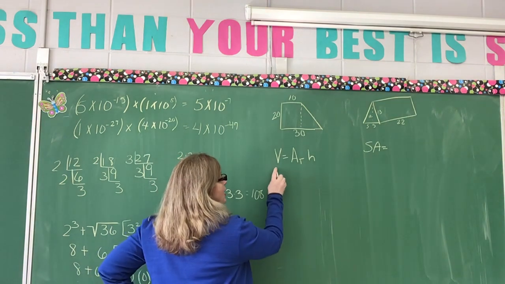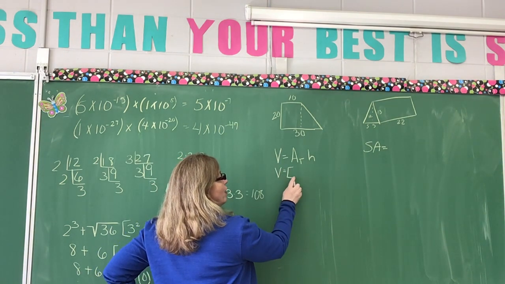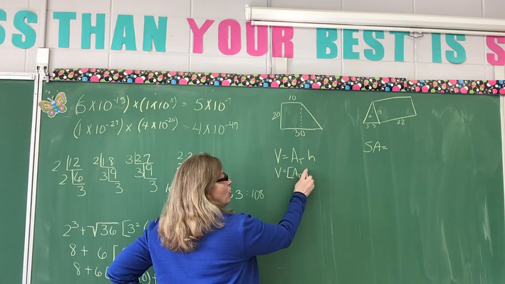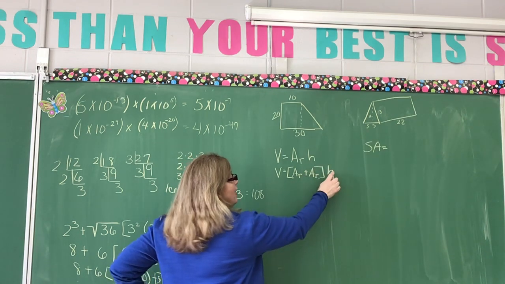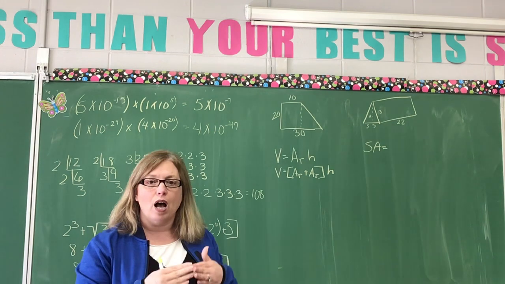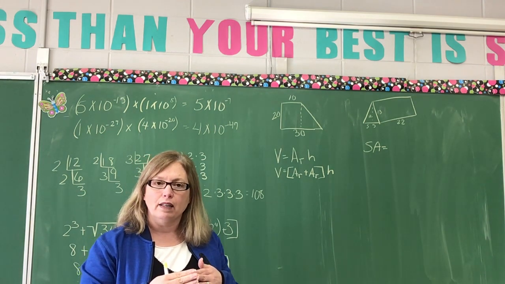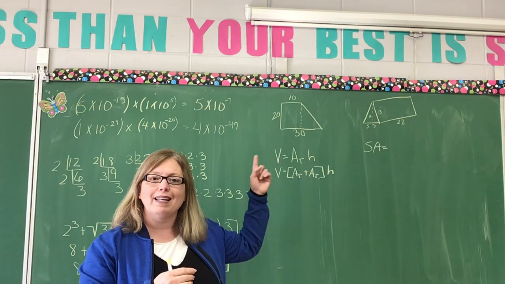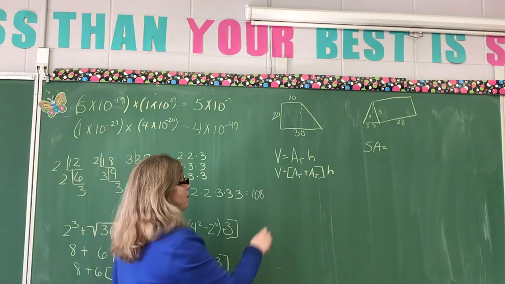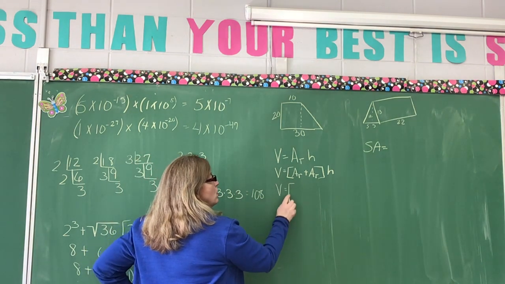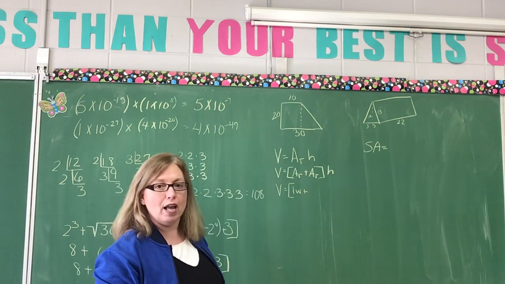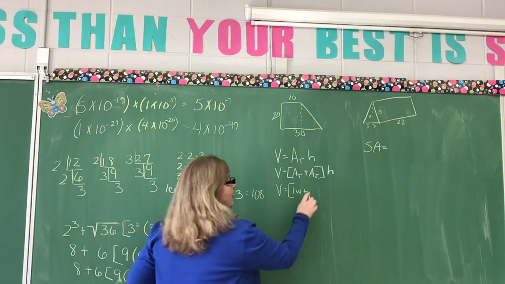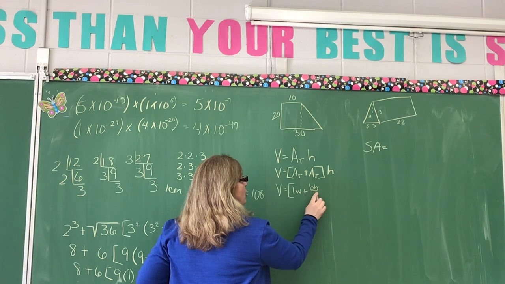So now instead of leaving it like this, I'm going to say my area is the area of my rectangle plus the area of my triangle. Then, after I add those, I'll multiply it by my height. Okay? How do I find the area of a rectangle? Area equals length times width. How do I find the area of the triangle? Base times height divided by 2.